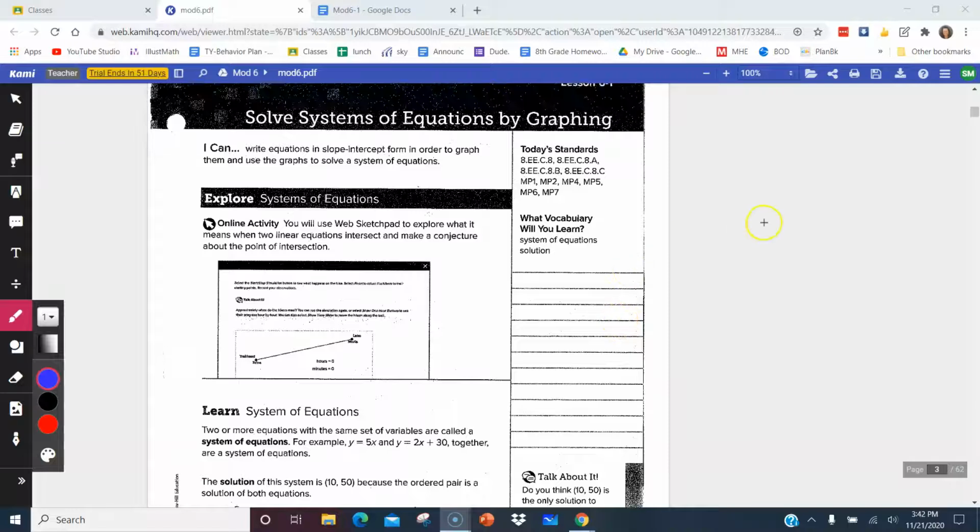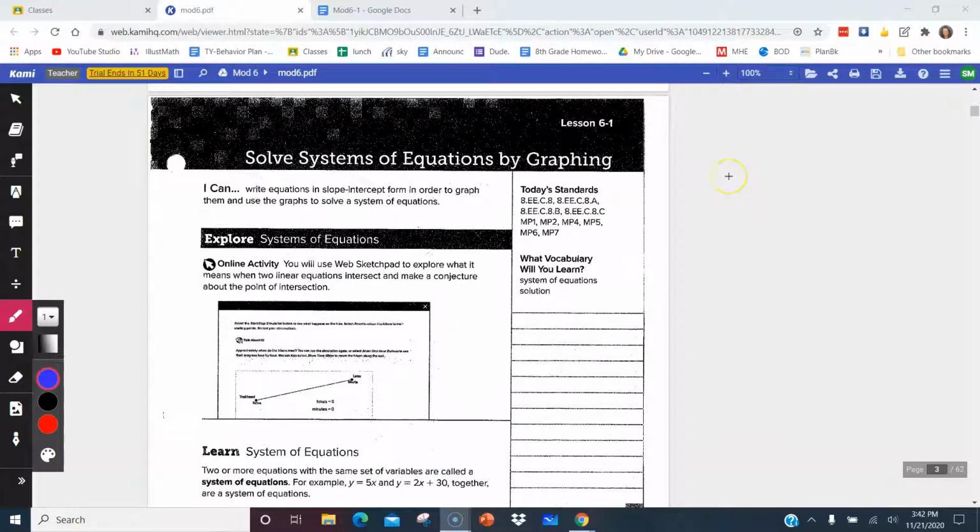All right, I just want to recap the module for the other day. You guys did a pretty good job overall with solving systems of equations by graphing, but I want to hit a couple key features.